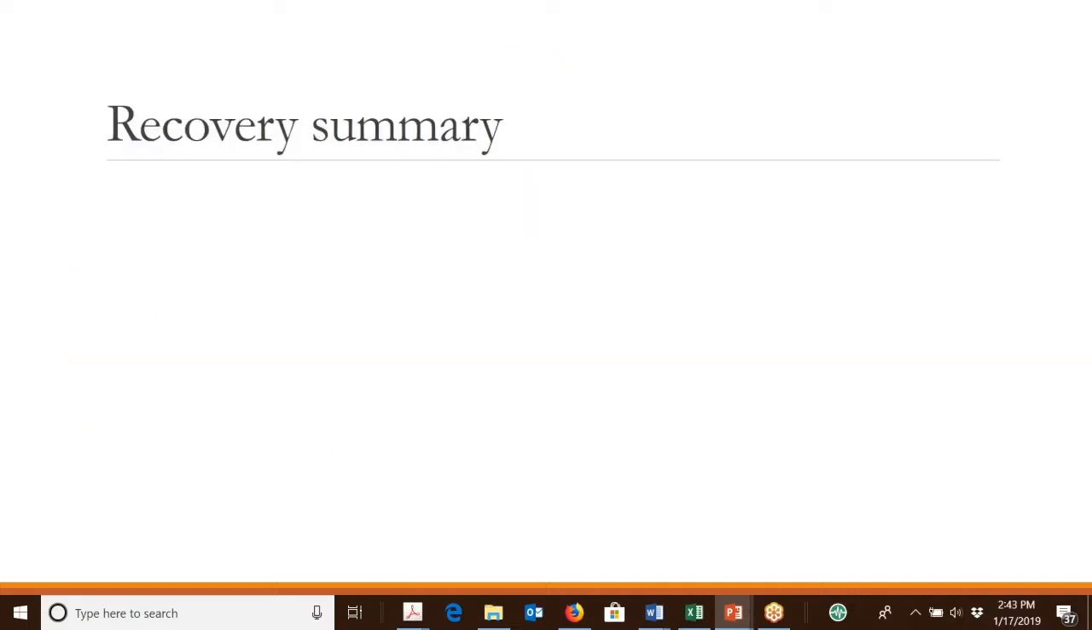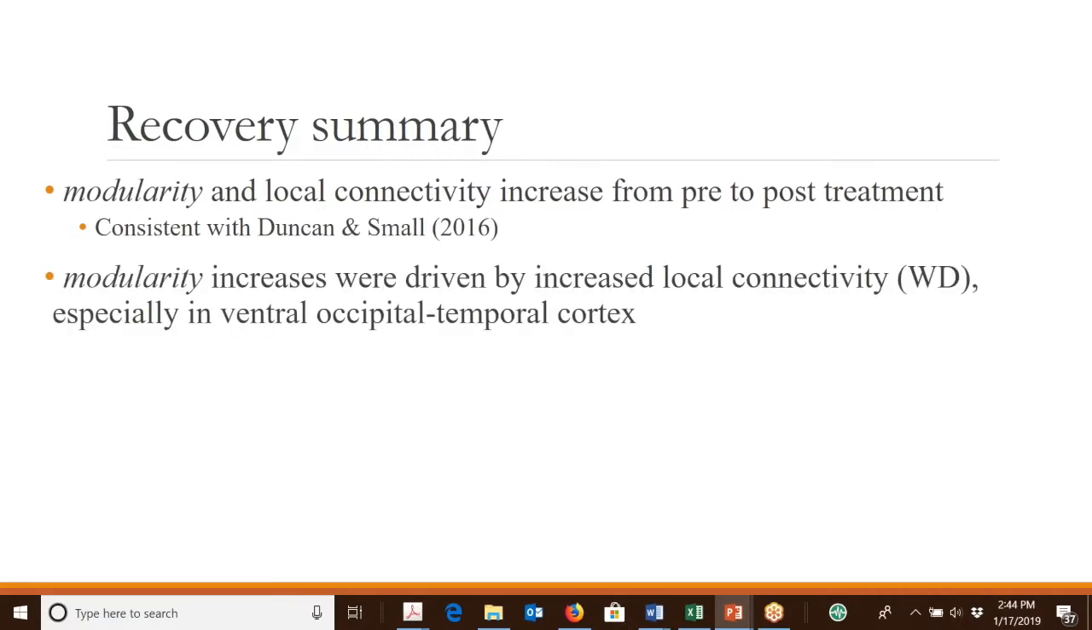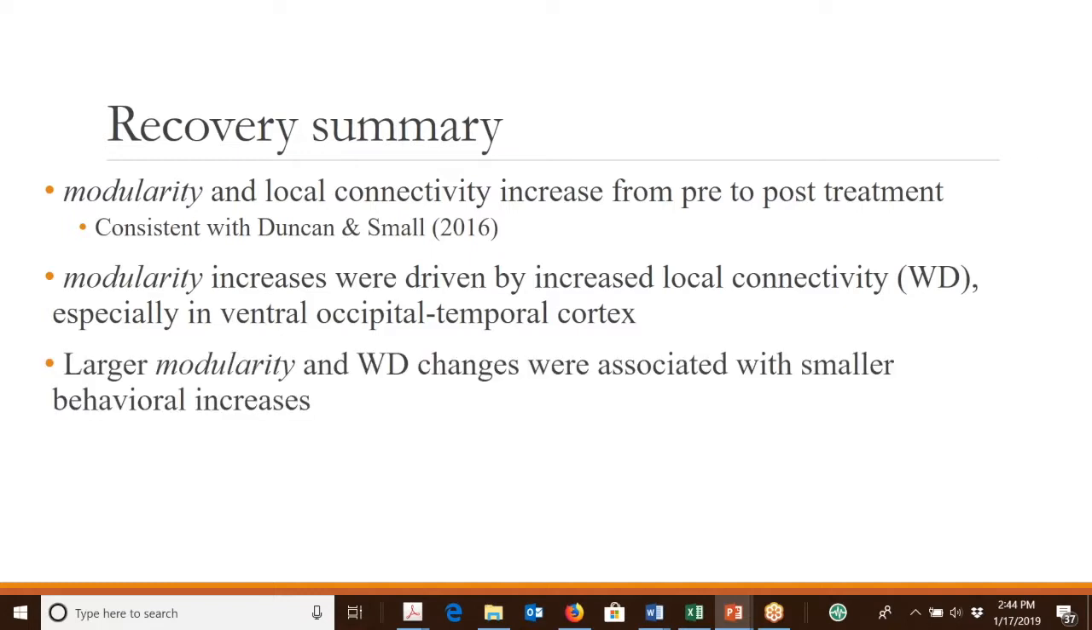So let me just summarize what we found in terms of recovery. Modularity and local connectivity increase from pre to post treatment, and they're related to one another. These modularity increases were driven by the increases in local connectivity, especially in ventral occipital temporal cortex. And we found this somewhat seemingly paradoxical effect, which we think we understand, which is that larger modularity and WD increases are associated with smaller behavioral increases.